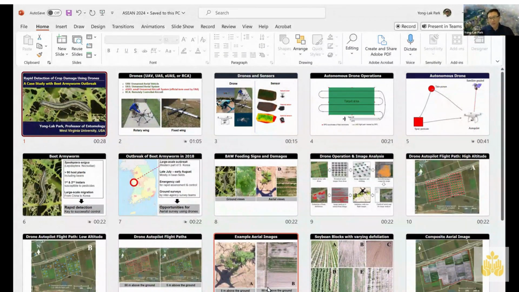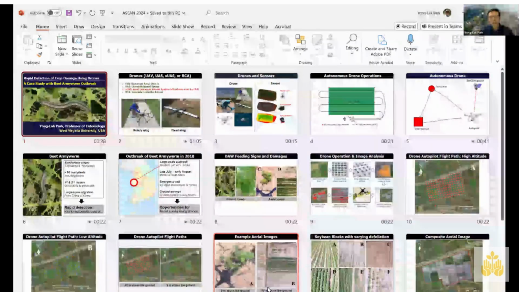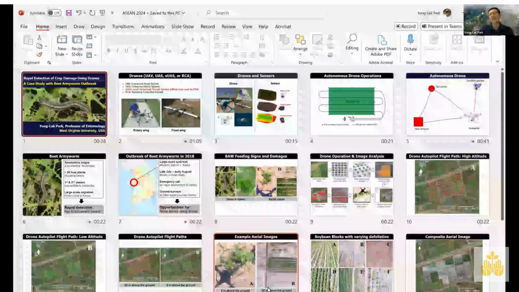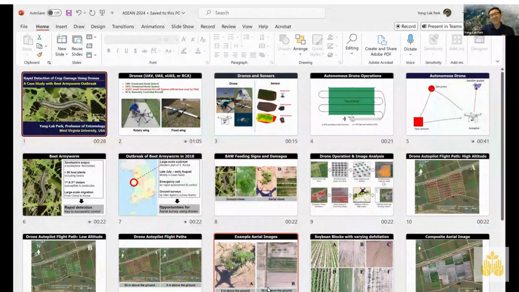So during the last 5 years, what we have been working on is the detection of invasive pest insects, plant diseases, and weeds using machine learning. So that's actually what we have been doing. The presentation I gave you today is a little bit old technology compared to what we are doing right now.